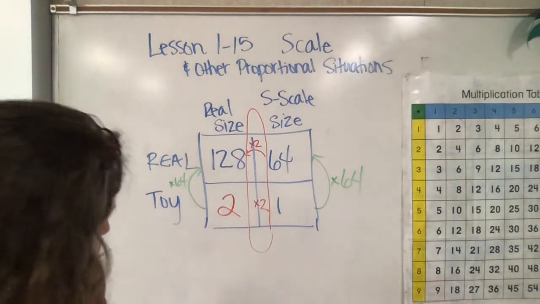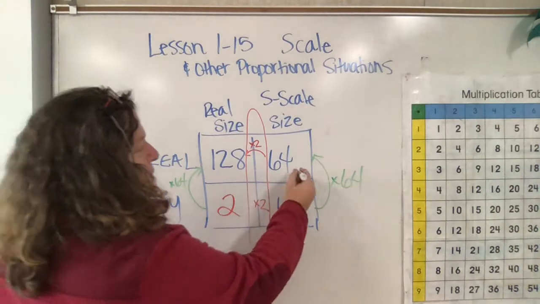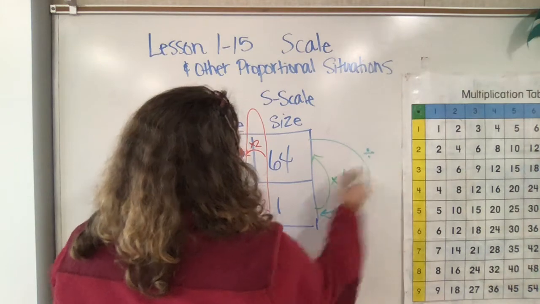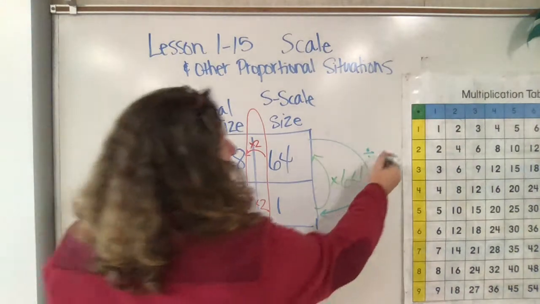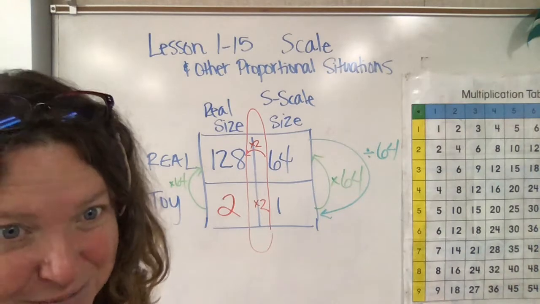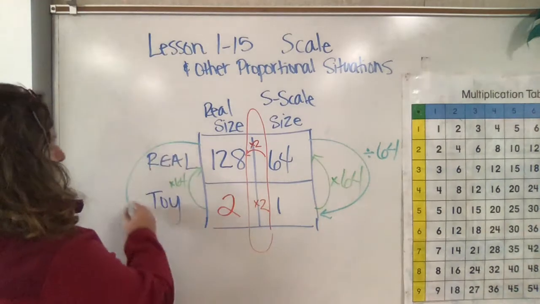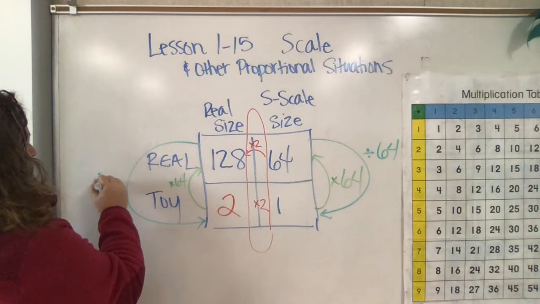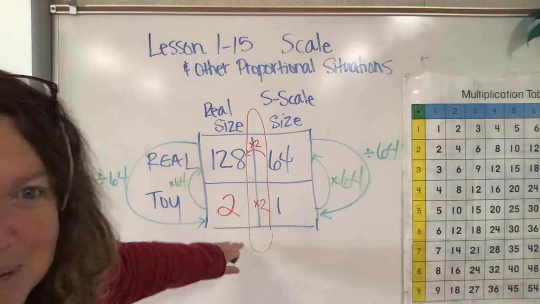I'm going to take even one more color. Hey, maybe dark green, that might work. I could start here and say 64 divided by something gets me to 1. 64 divided by what gets me to 1? Well, anything divided by itself is always 1. So you could just say 64 divided by 64 is 1. And if you divide from this row to this row, you also have to divide from this row to this row. So 128 divided by 64 gets me to 2.